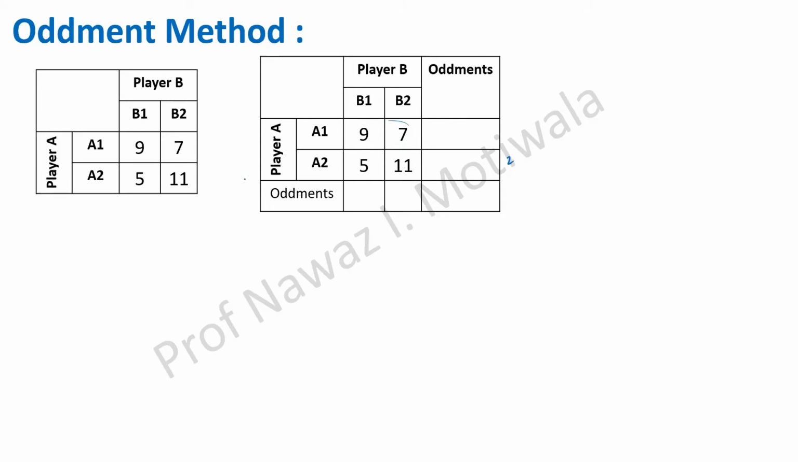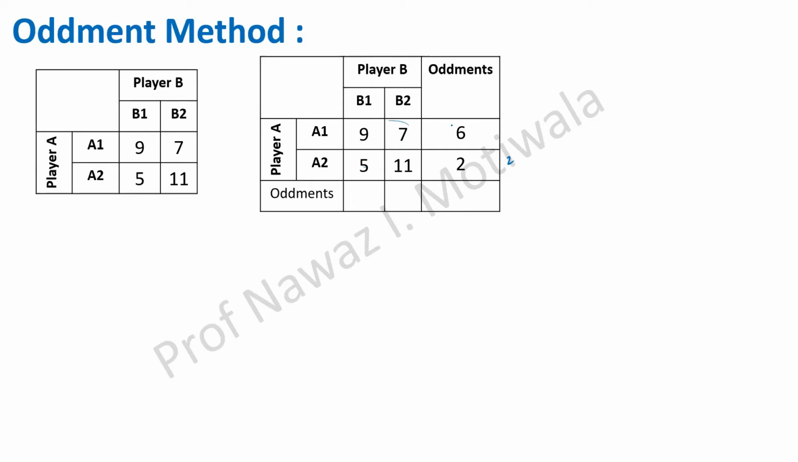Now similarly, what is the difference between this 5 and 11? 6. So this 6, the difference of the second row, should be written in the first row. So I will write here 6 and I will write here 2. So these are the oddments for A1 and A2 respectively. It's very simple. You don't have to remember any formula. Just take the difference of two values and put it in the other row. That's it. This is the important step. Put it in the other row.